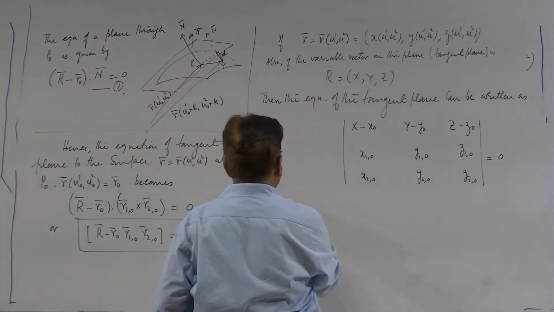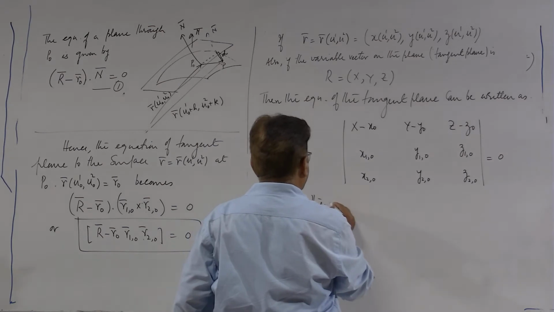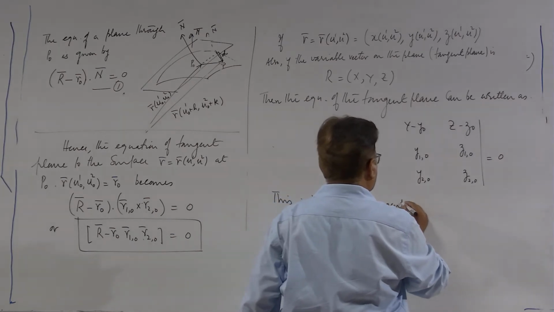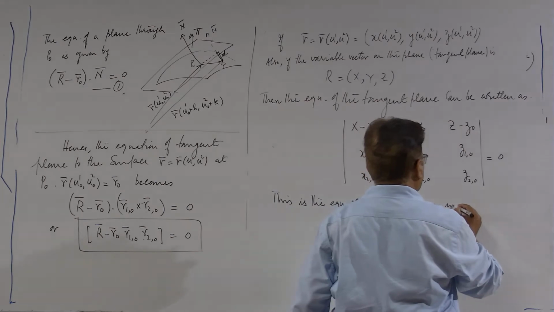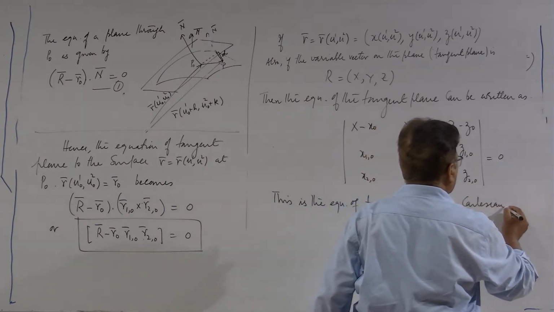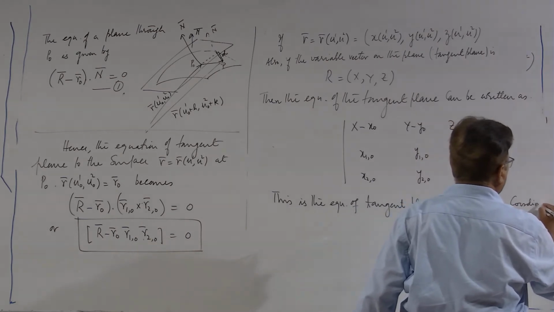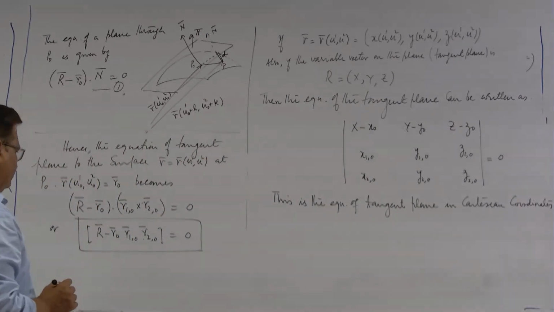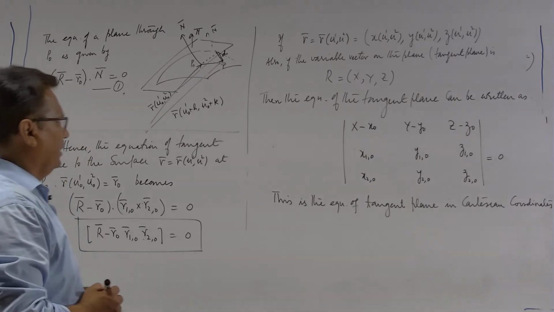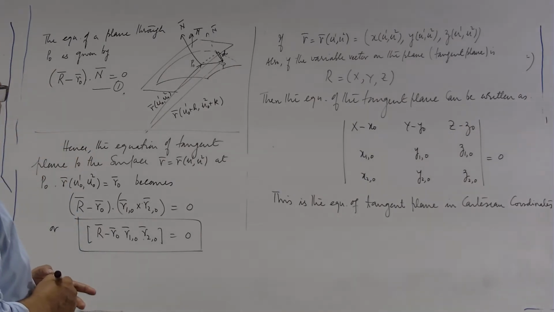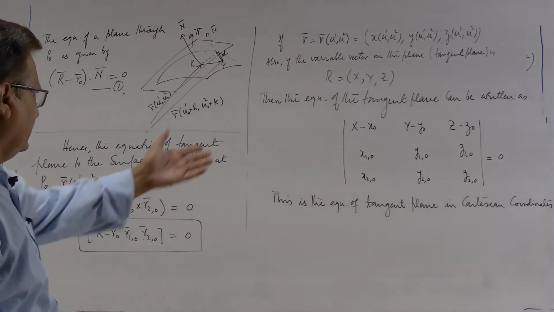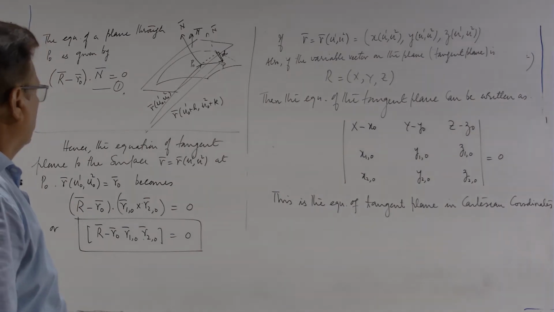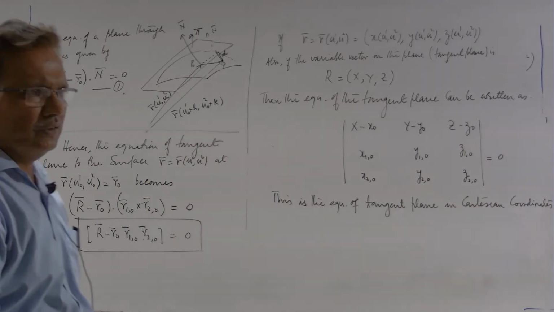This is the equation of the tangent plane in Cartesian coordinates. And this is the equation in vector form. So, both of them are available to you. If you are given the equation of the surface in Cartesian coordinates, this is the equation that you will be using. Otherwise, you can use the vector form also. So, should I discuss some examples also, or how much time?